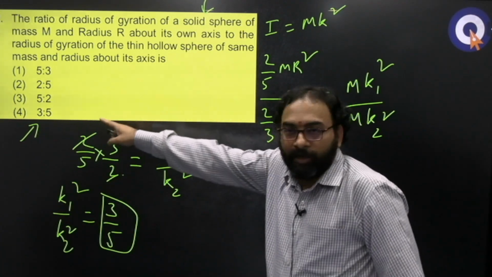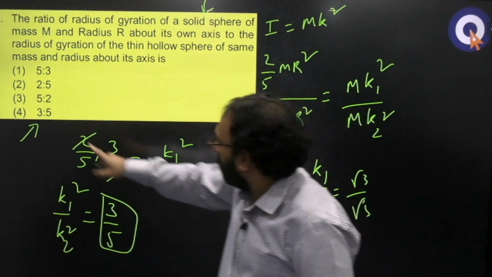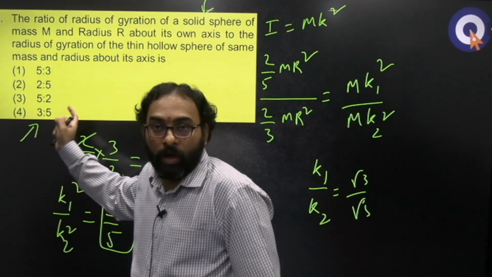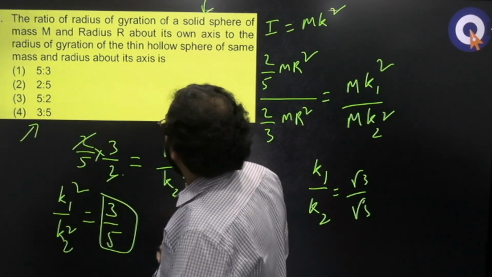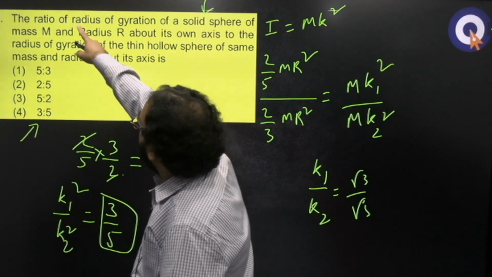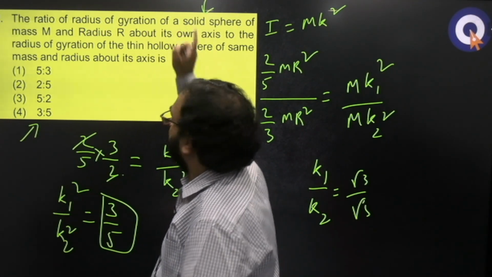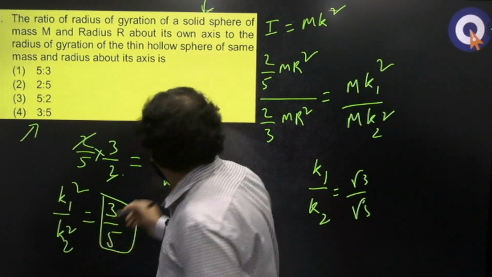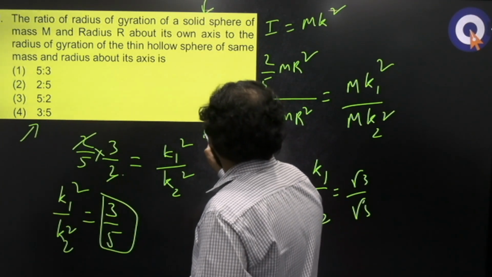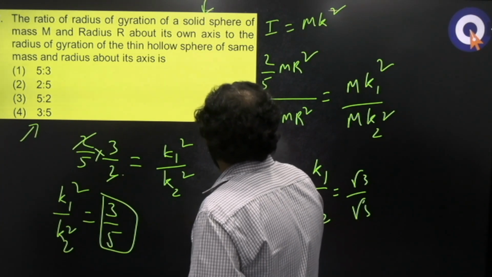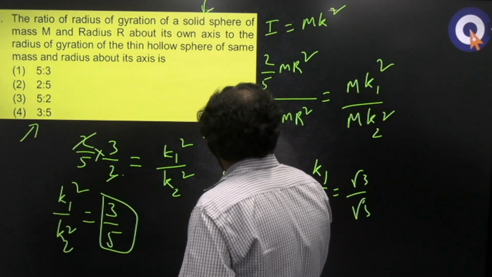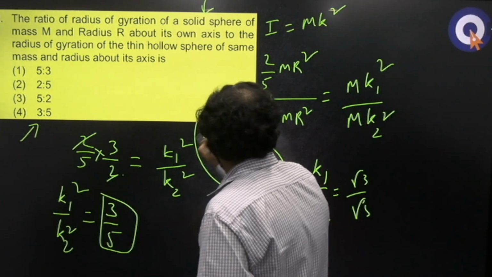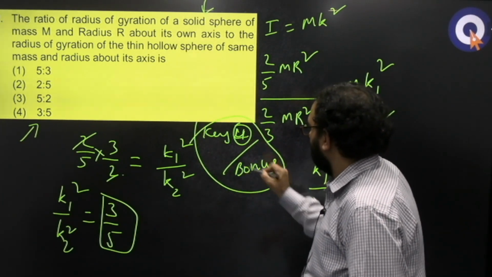So the conclusion is the option has to be either √3 is to √5, or they might have asked the question as the ratio of squares of radius of gyration. Then 3:5, the fourth option, is perfectly suitable. So let us mark it as a key, fourth option, or bonus, any one possibility. Let us see, either key, fourth option, or bonus.